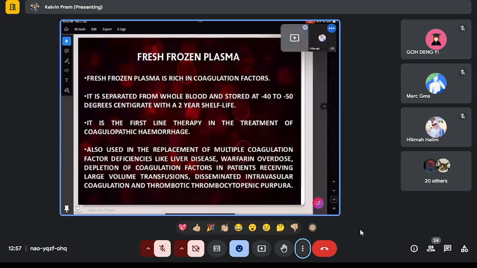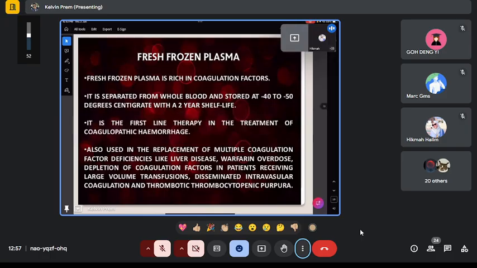So this is different. If you look at it, it's stored at -40 to -50. And it has a 2-year shelf life. So if you take out the blood today, you can still use it 2 years from now. As opposed to just now when we look at whole blood.